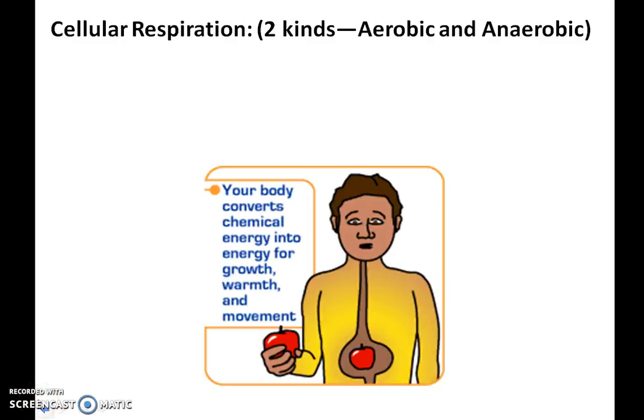Today we're continuing our discussion of cellular processes, and today we're going to talk about cellular respiration. There are two kinds, aerobic and anaerobic. Aerobic means that there's air or oxygen involved, and anaerobic means that there's no air or oxygen involved. Anaerobic respiration happens in your muscles sometimes. So let's go ahead and start the discussion.